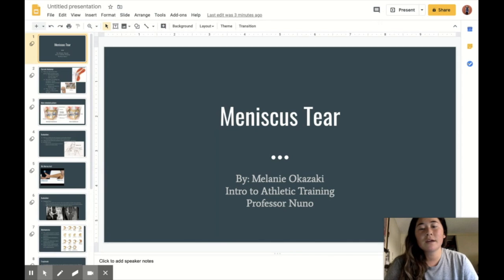The reason why I wanted to do my research presentation on the meniscus was because I had an injury last year and we couldn't figure out what was wrong, so I really wanted to learn more about the knee area.